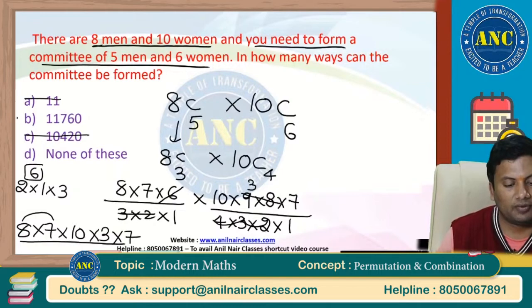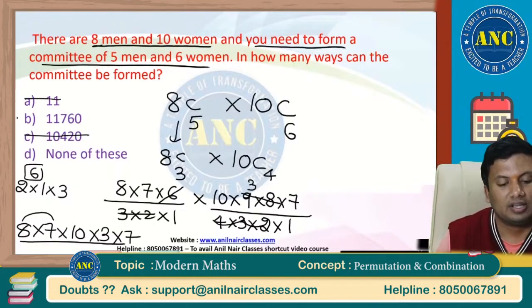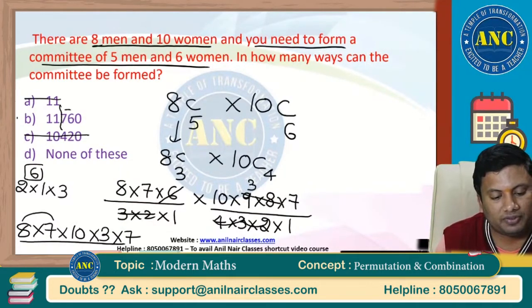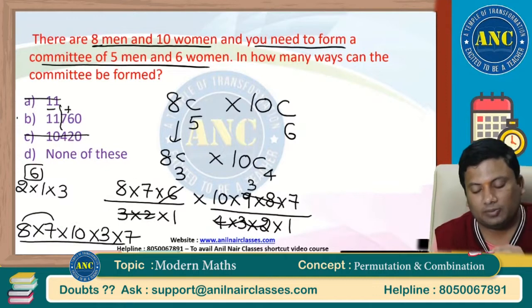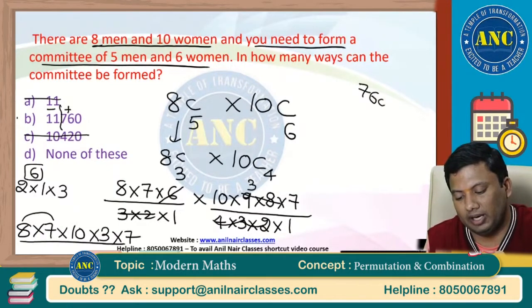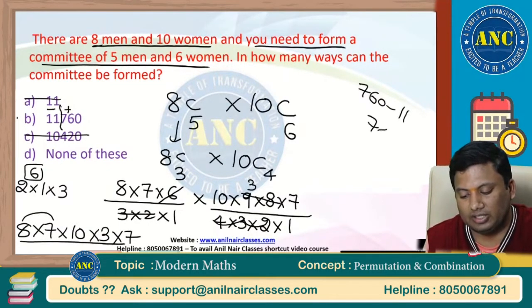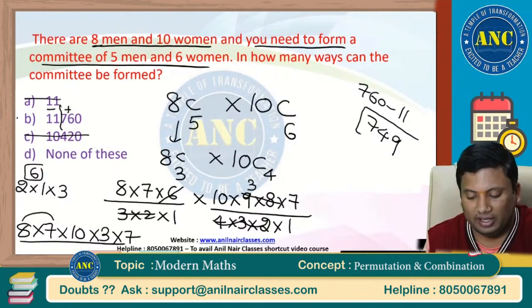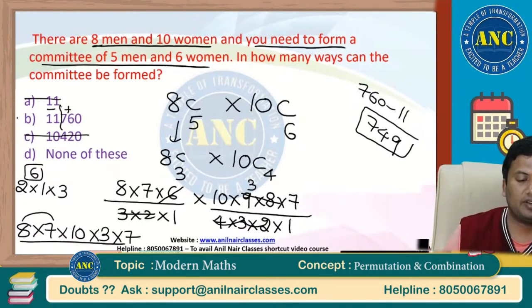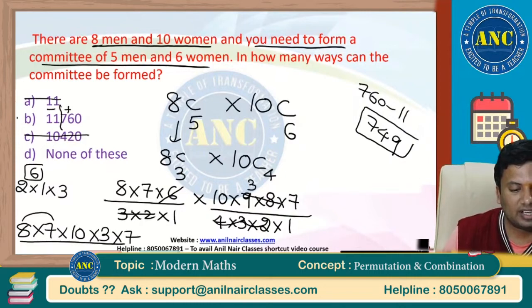Let us check whether it is divisible by 7. For 7, take a group of 3 digits alternately plus minus. 760 minus 11 is nothing but 749. 749 is divisible by 7. So, 11760.